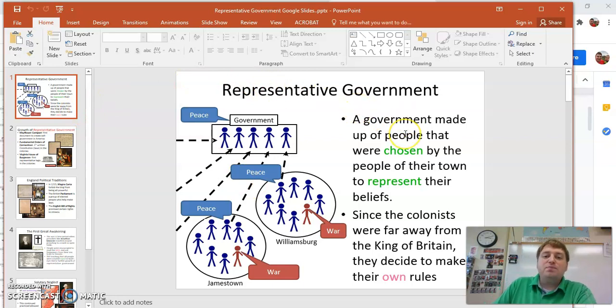Basically, it's a government made up of people that were chosen by the people of their town to represent their beliefs. So let's say that Jamestown was a city, and all these people voted for this representative here, and they had a choice: peace or war. As you can see, 7 voted for peace, 1 voted for war, and so that representative's responsibility is to represent their beliefs. So even though he might have been this person who wanted war, it doesn't matter because he has to vote peace.